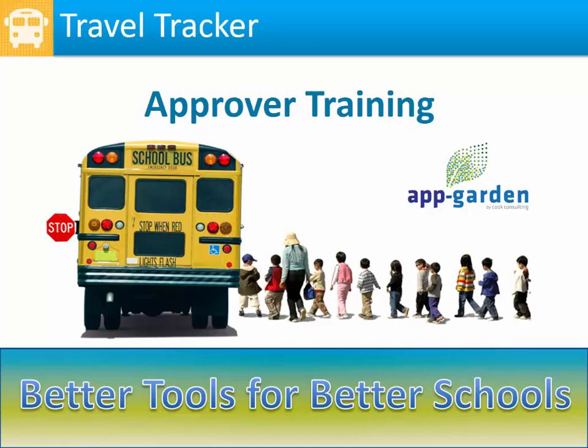This course was created for the approver and will step you through all the functions in the travel tracker that an approver will need to approve a trip. There are several different types of approvers: location, athletic, funding, and other approvers. This course will cover the basics of approving a trip. Additional functions that some approvers can perform will be covered in additional training.